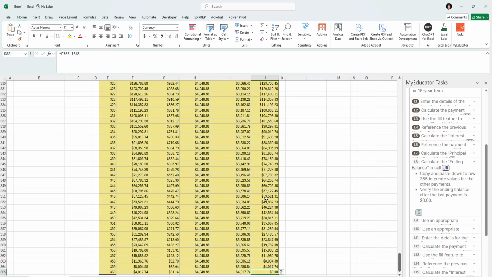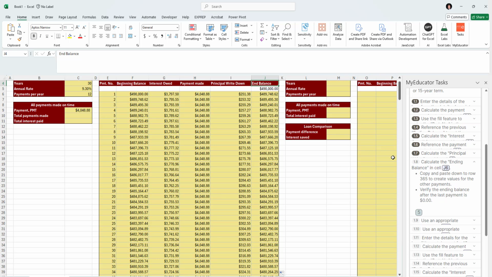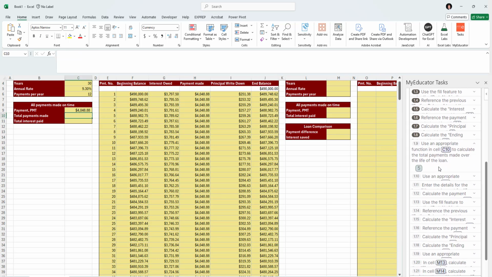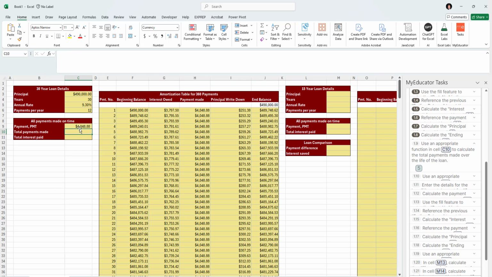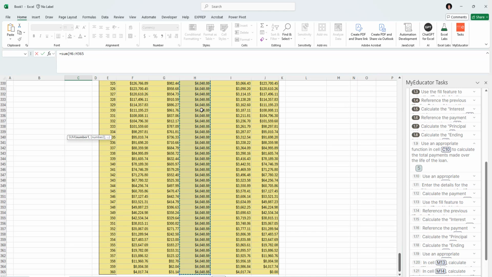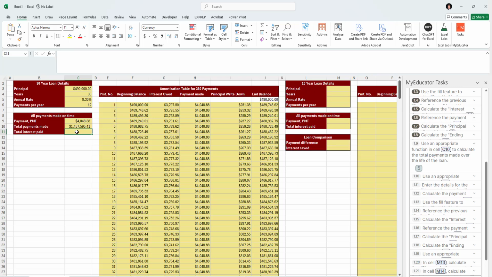Let's verify that we have a 0 at the end. Yes, so that's good. Use a function in cell C10. Calculate the total payments made over the life of the loan. Okay, I'm going to assume that this wants a sum of the payments. Total interest paid, sum of the interest column.